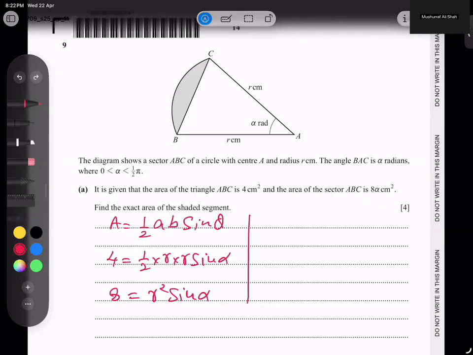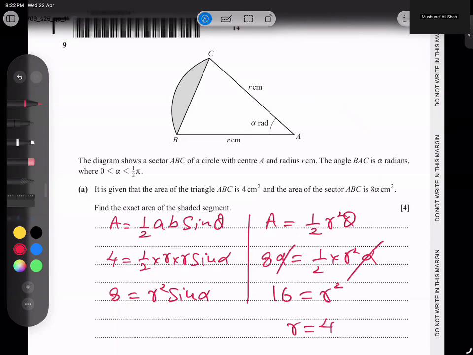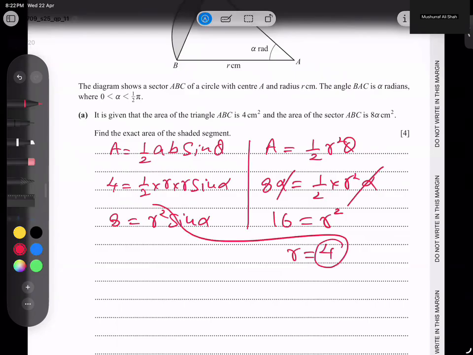So I'm writing area of sector. What formula? Half R squared theta. And the sector area I'm writing here is 8 alpha. Radius is R squared and theta is again alpha. Repeat my words, this is alpha. You can see clearly. So alpha cancels from both sides. 2 multiply 16, and I can get R. R can be positive or negative, but I will take only 4 because it is always positive.